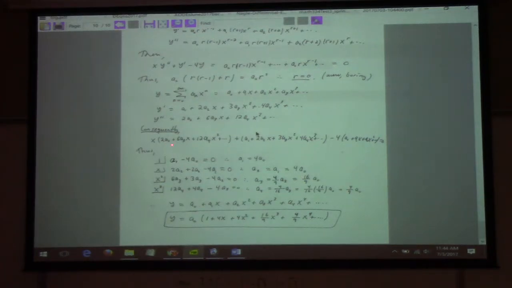Anyway, for this one, you plug it in order by order. We get, in fact, 4 times the initial constant, 4 times the initial constant, 16/9 times the initial constant, 4/9 times the initial constant, which gives you this beastly answer right there. So not too bad, actually.